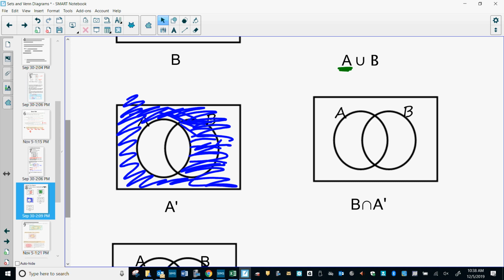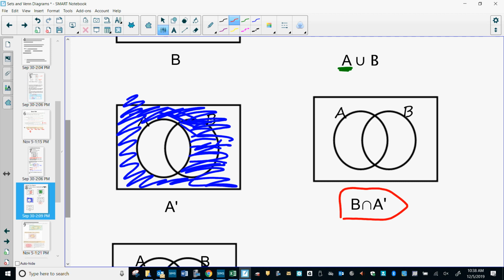Now, here we've got to be careful, because we've got intersecting going on, and we've got complements going on. What this means is that we need to shade set B where it intersects with anything that's not A. This is a really common thing that you're asked to shade. So just be aware of that.